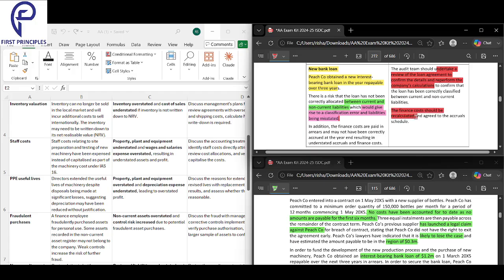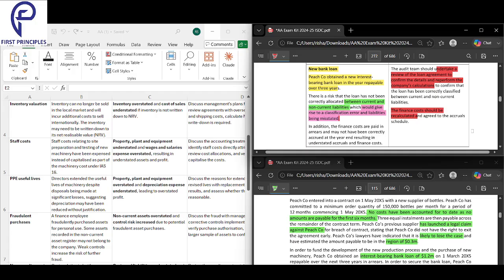Also, the finance cost should be recalculated. So first of all, there's a new bank loan. Whenever there's a new bank loan, Peach Co obtained a new interest-bearing bank loan in the year. So first of all, you obtained a new interest-bearing bank loan.